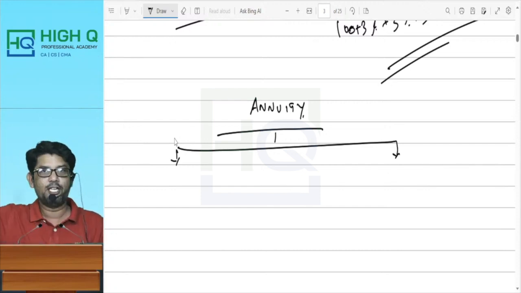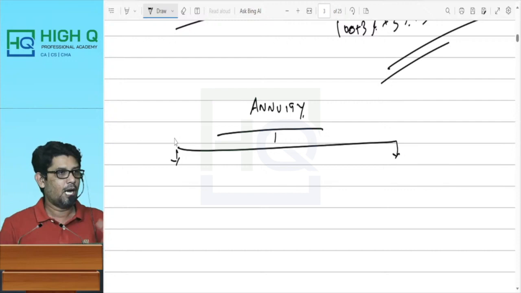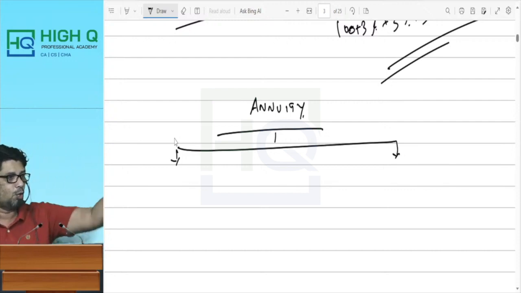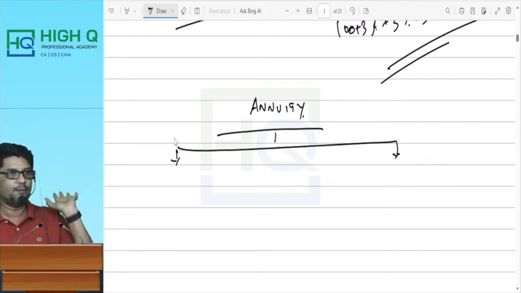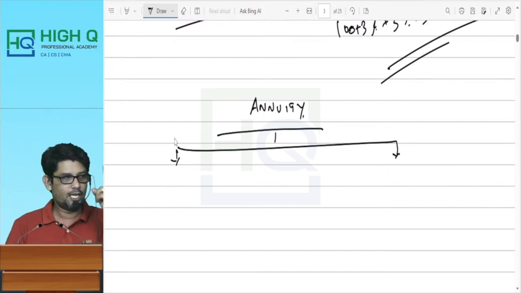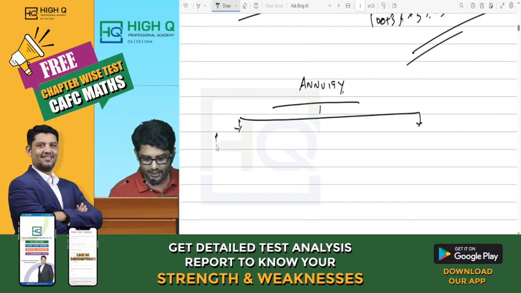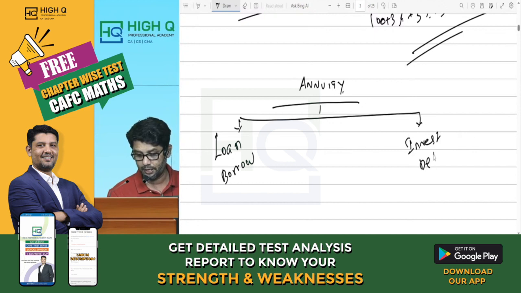For example, insurance premium, this is investment. I borrow a home loan or vehicle loan, I'm borrowing. So in these cases only I'm paying EMI. Do you all agree or not, my dear? So there are two cases. Either I borrow, a loan, or I invest, deposit. Am I right, my dear?